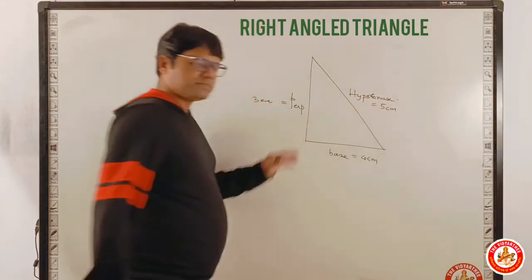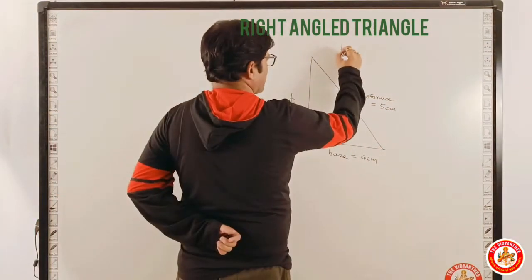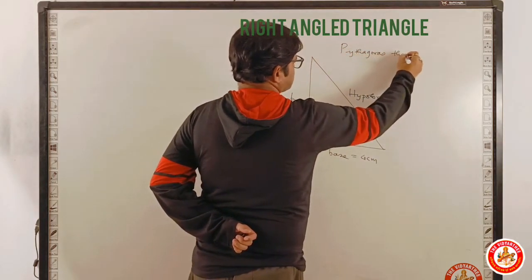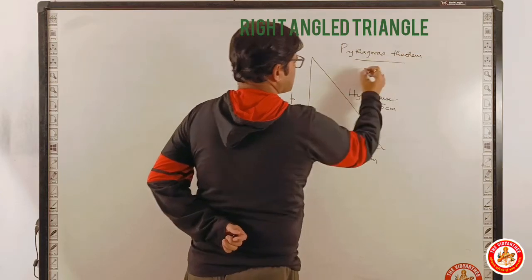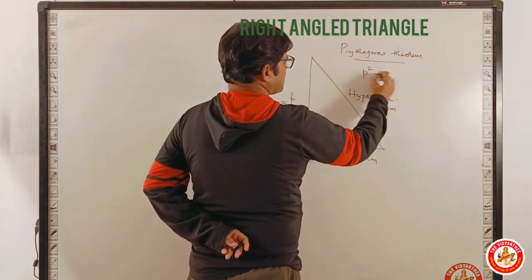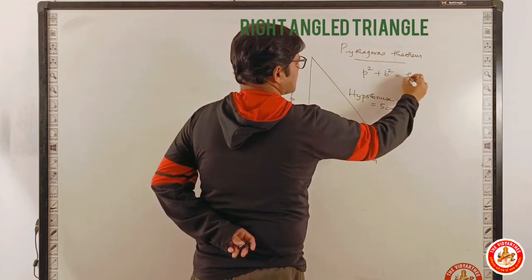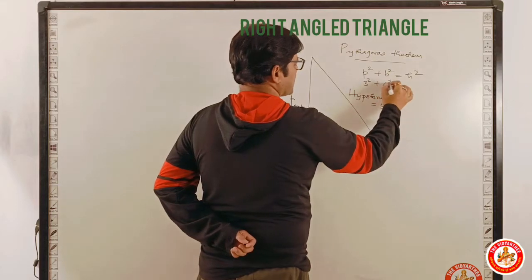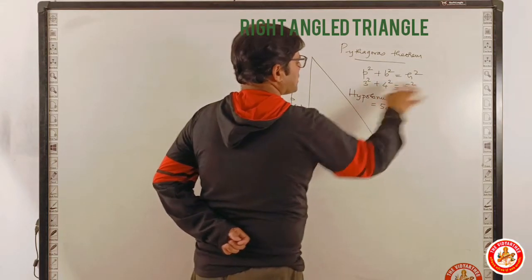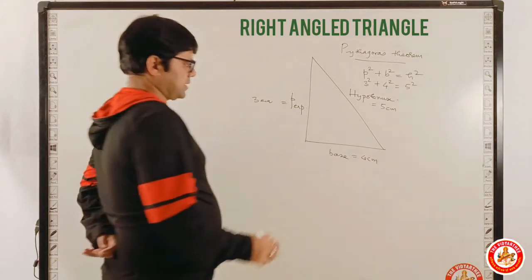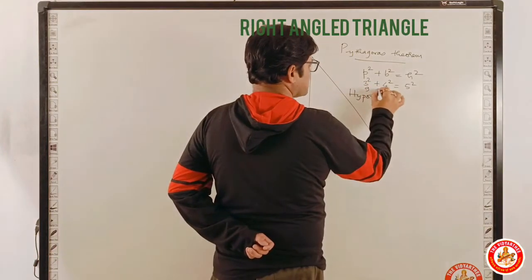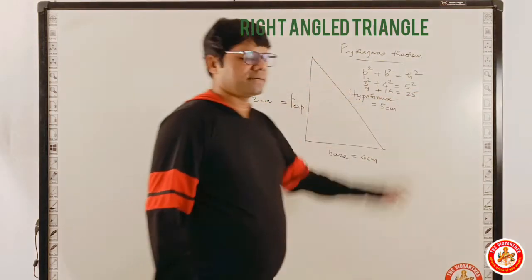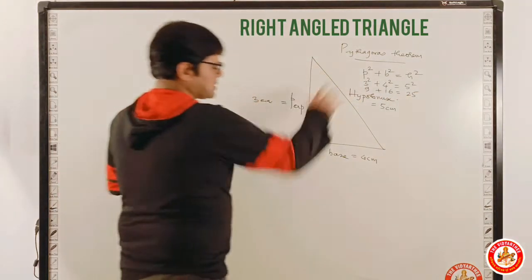You can actually verify this by using the Pythagoras theorem. So what is the Pythagoras theorem? Perpendicular square plus base square is equal to hypotenuse square. So you see here, 3 square plus 4 square is equal to 5 square. All the units are taken as centimeter square. So what is 3 square? It is 9 plus 16, which is equal to 25. Left hand side is equal to right hand side. This is how you can verify this is a right angle triangle.